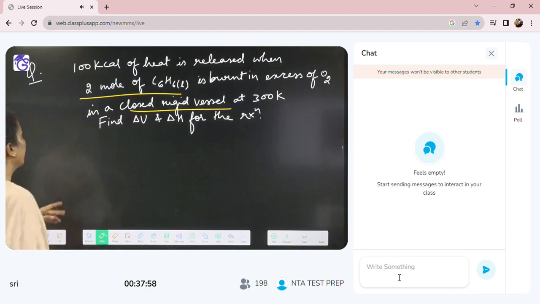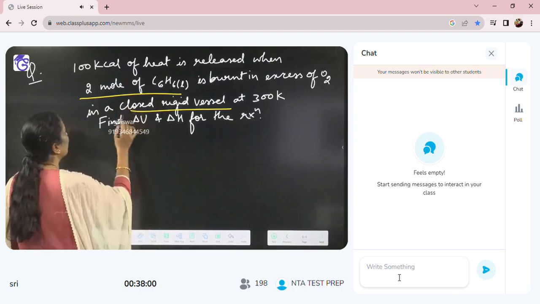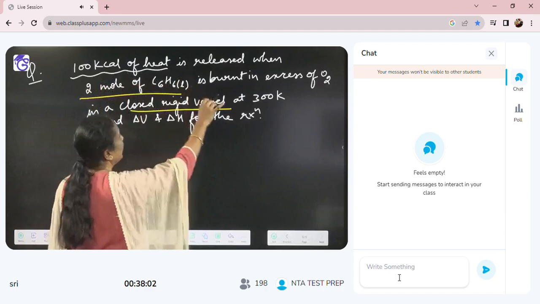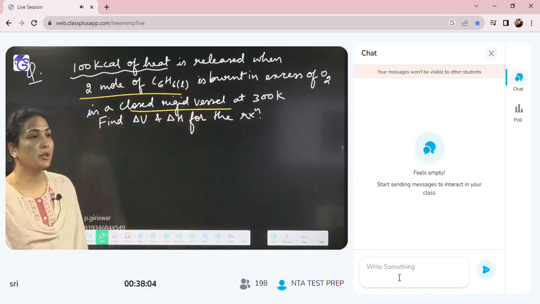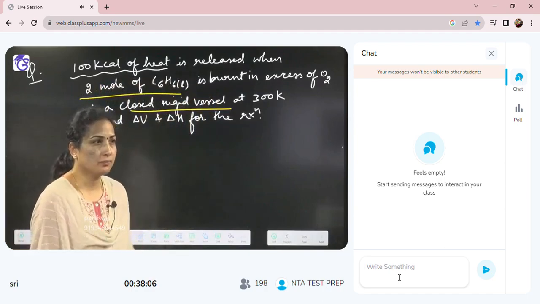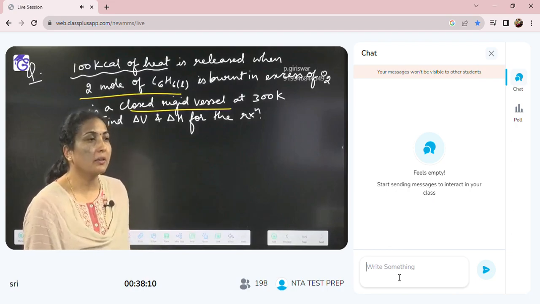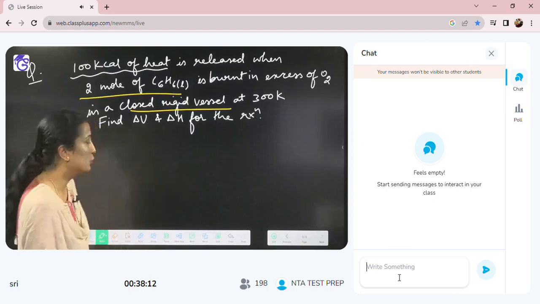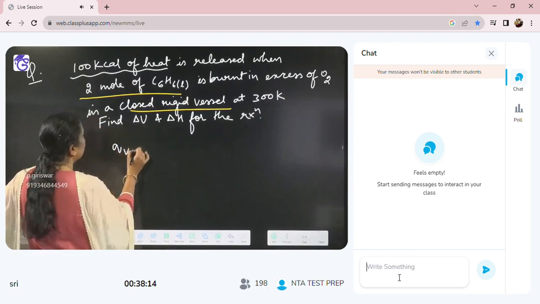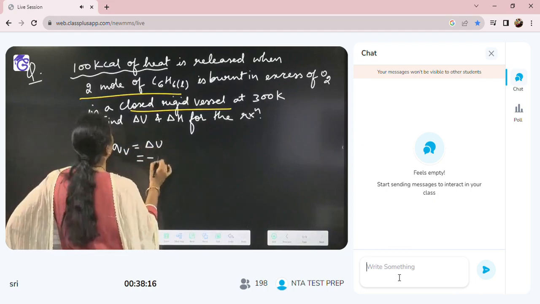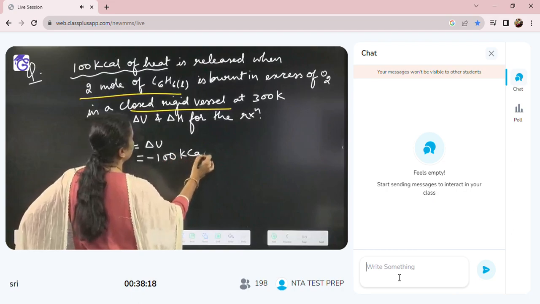Now here you understand one thing, what is given to you is 100 kilocalorie of heat is released. Is it delta U or delta H given to you? In a closed rigid vessel you are carrying out the reaction. That means it will be delta U. So QV is equal to delta U, which is minus 100 kilocalorie.